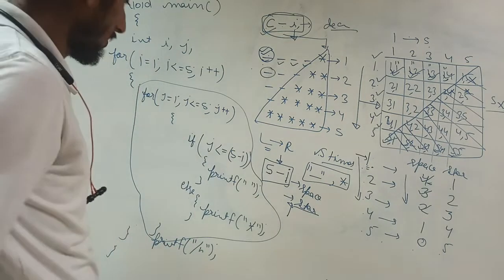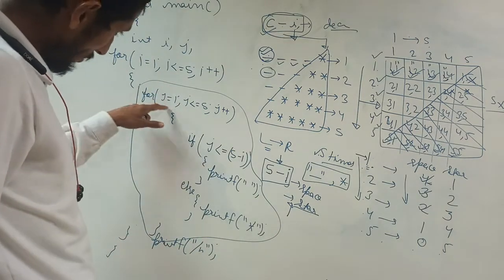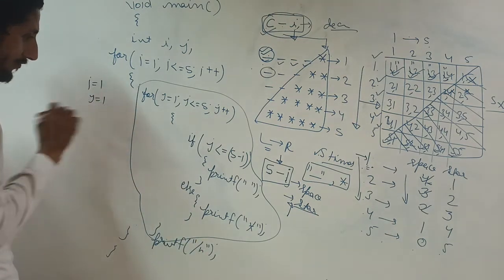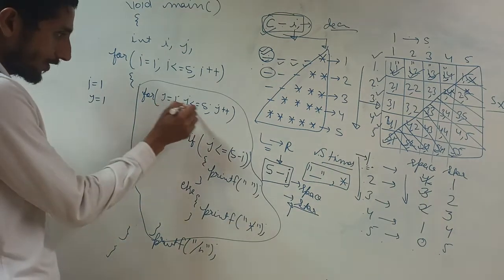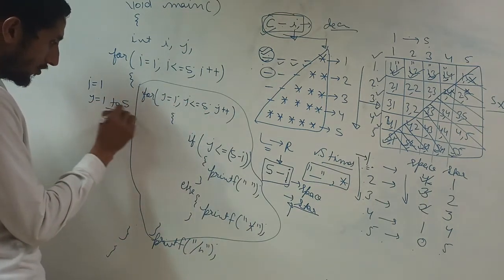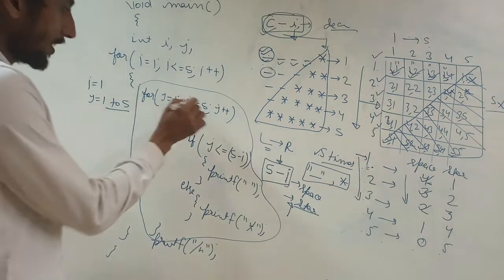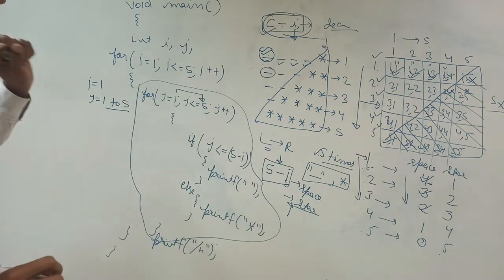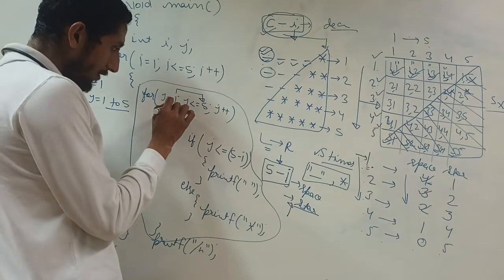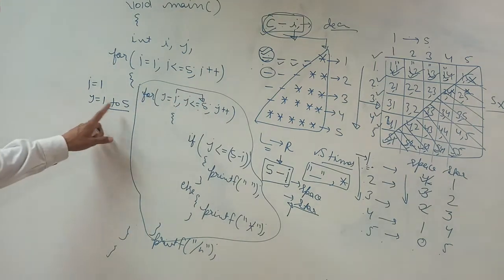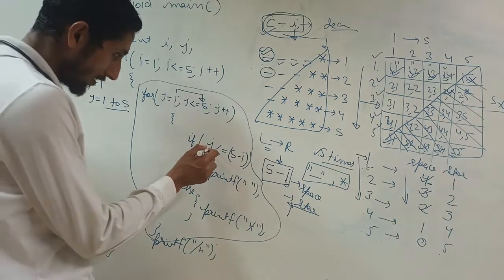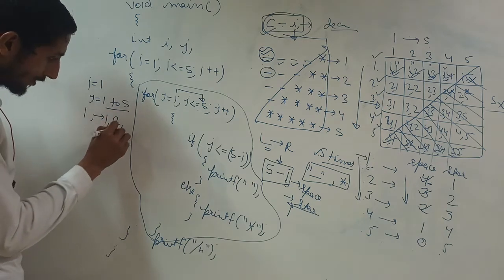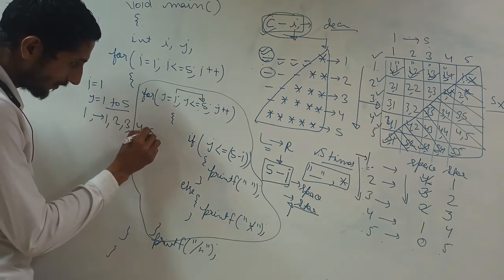So let me again explain the concept. The value of I is 1, the value of j is 1. And j will vary from 1 to 5. There is no I, so that is constant, 1 to 5. So every time I enter the inner loop, the value of j will vary from 1 to 5. So the value of I is 1 and the value of j will vary 1, 2, 3, 4, 5. Are you following this one?